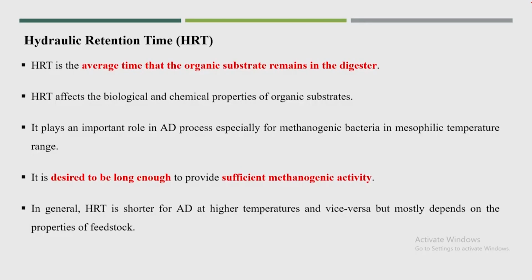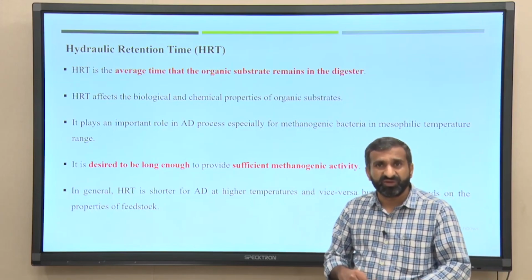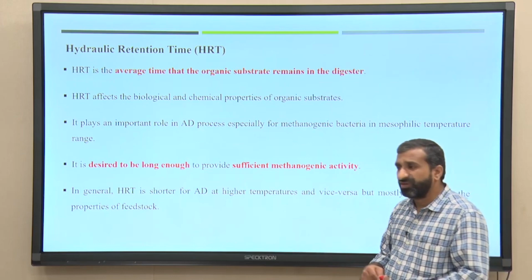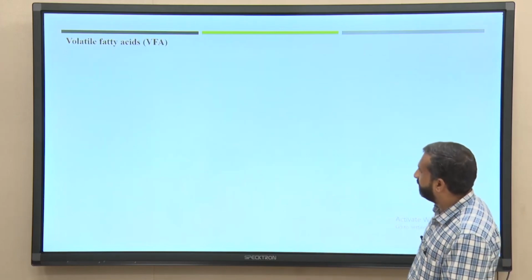In general, HRT is shorter for anaerobic digestion at higher temperature and vice versa, mostly depending on the property of the feedstock. So, if you go for a thermophilic range reactor, your HRT will obviously be low, and for mesophilic, obviously your HRT will be somewhat high.